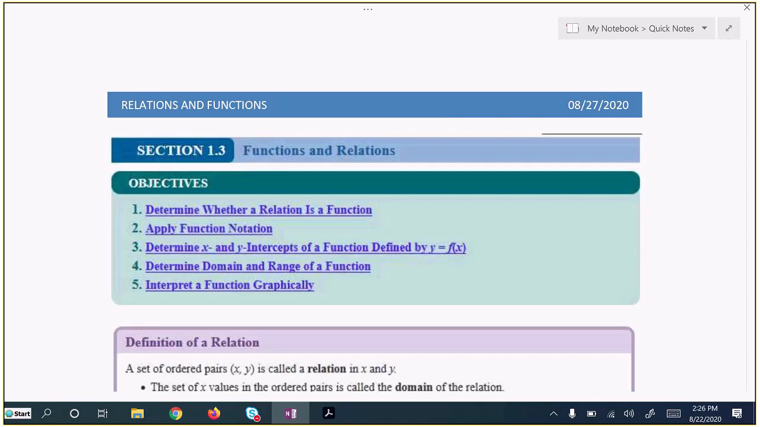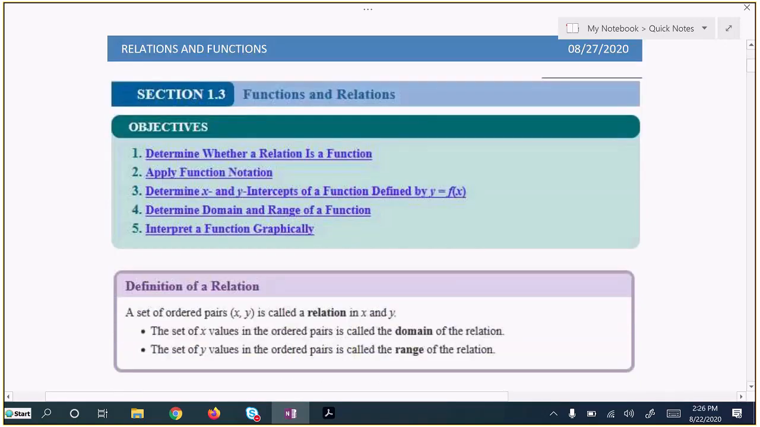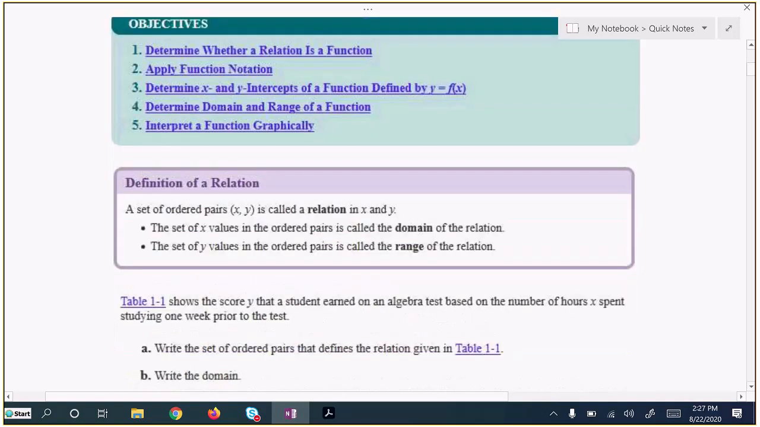In this video, we'll be talking about relations and functions. So you can see here we have some objectives for this lecture: to determine whether a relation is a function, apply function notation, determine x and y intercepts of a function, determine domain and range, and interpret a function graphically. These are going to be foundational skills that we're going to develop and use for the rest of our course. Let's start with the definition of a relation.